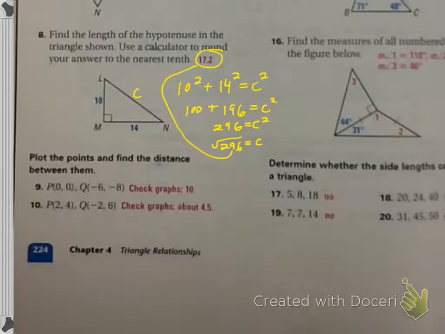9 and 10 are distance formula, so if you haven't done that in a while, here's the distance formula. The first parentheses under the square root is subtracting the x's. The second is subtracting the y's, so it's important that you be able to subtract the x's and subtract the y's.